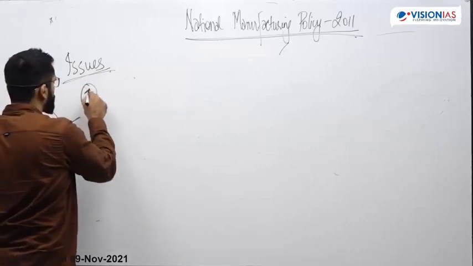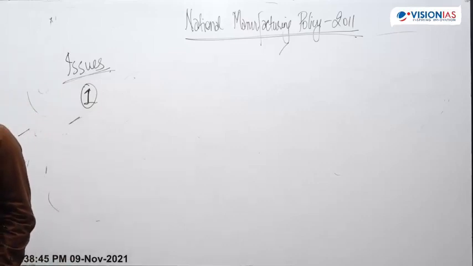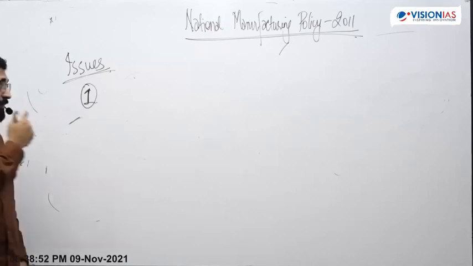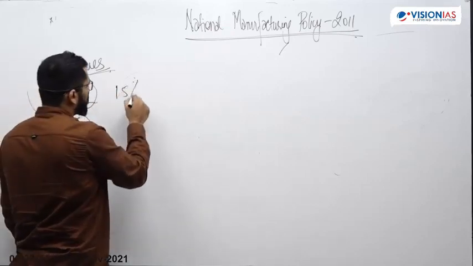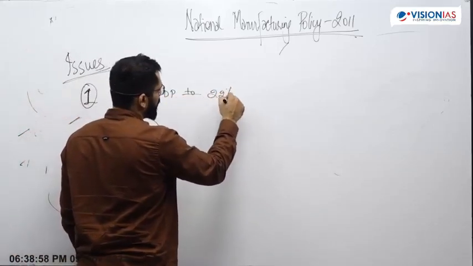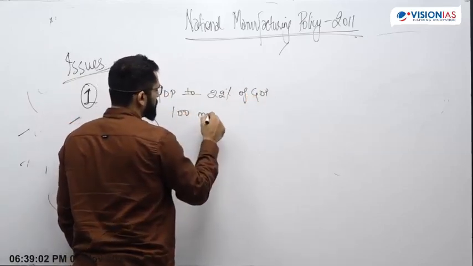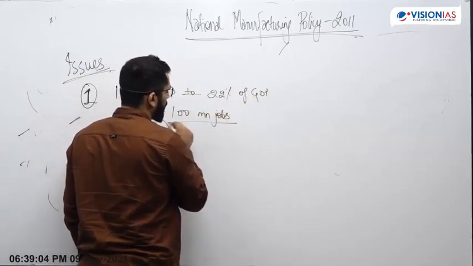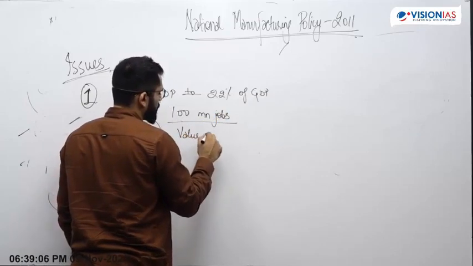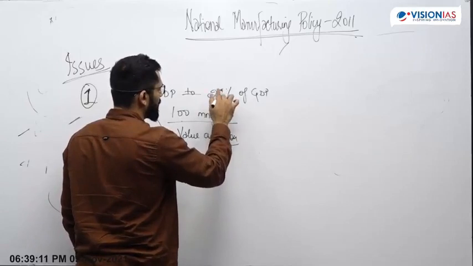What are the different issues? Let's start from the first. Let's start with the objectives which it was trying to achieve. It is trying to achieve 15% of GDP to 22% of GDP, along with creation of 100 million jobs. And it is also saying value addition. Sorry, 25% by 2022.